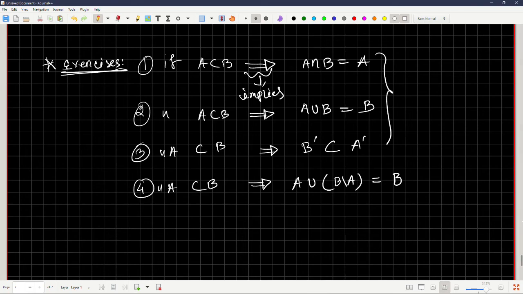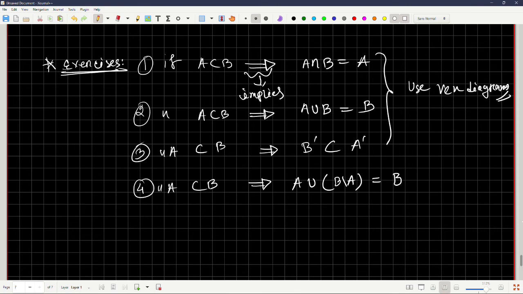The first 3 are pretty easy. Just use Venn diagrams. Just use the Venn diagram and you will see that these results will pop out. Okay, and the fourth one, you can use a Venn diagram to do it as well, or you can take any particular example where A is a subset of B, set things up that way, and check the left hand side and the right hand side.